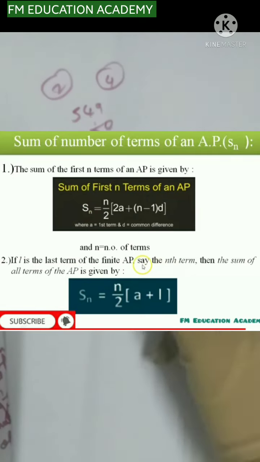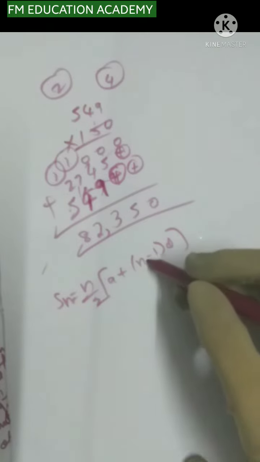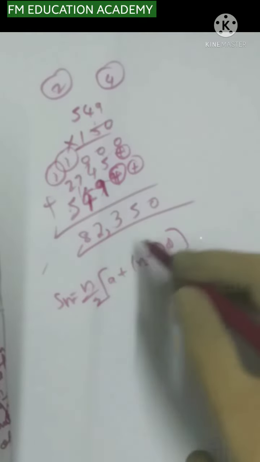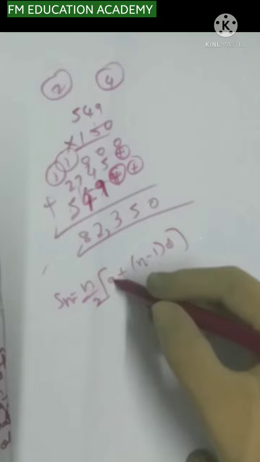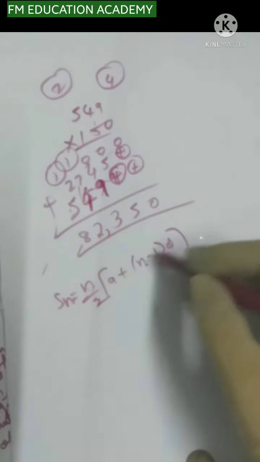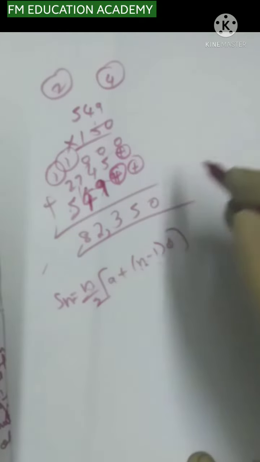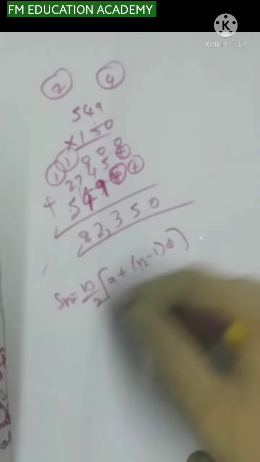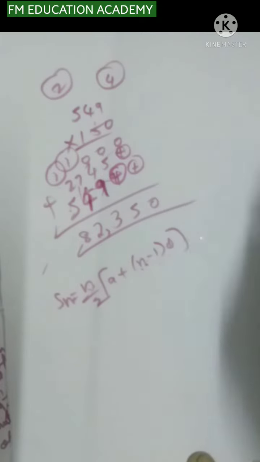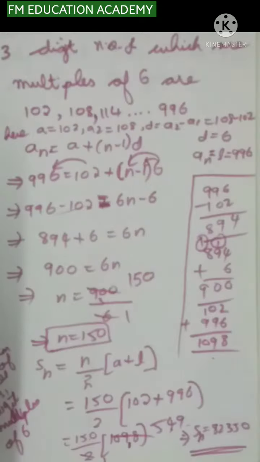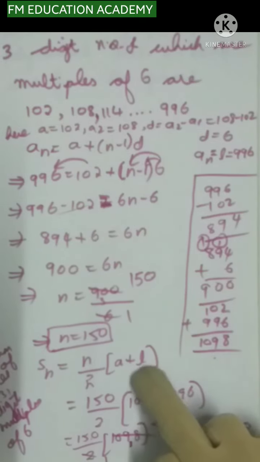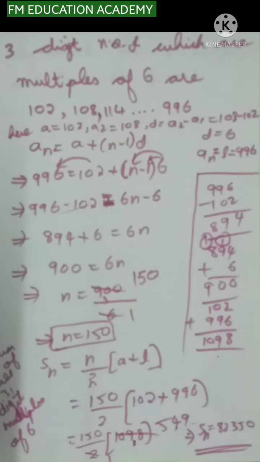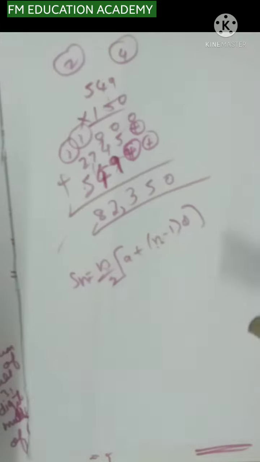This is also used to find out sum of number of terms, but this is used when number of terms n value is known and first term and common difference is known. First term common difference everyone will know, but number of terms, if it is known, we can directly use this formula. If number of terms is not given and last term is given, we can use this formula. Sn is n by 2 into a plus l. First term and last term is given. Here we don't require the common difference of the series.